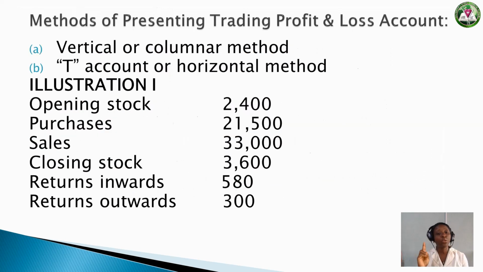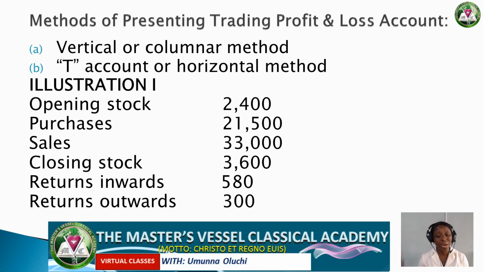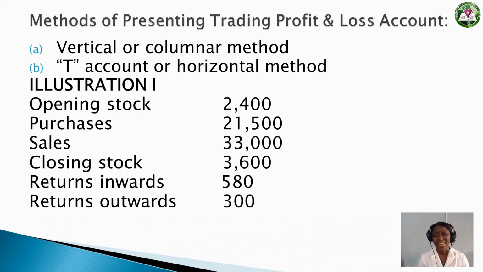Now we have two methods of presenting trading, profit and loss account. We have the vertical or columnar method, that is the one that has columns. Then we have the T account or the horizontal method. Now let us quickly illustrate it. That's why I say you should bring your calculator around you. Illustration 1. We are going to illustrate it with these transactions. Opening stock 2,400. Be writing it down now. Be fast, because of our time, so that we complete everything and determine our gross profit or gross loss.